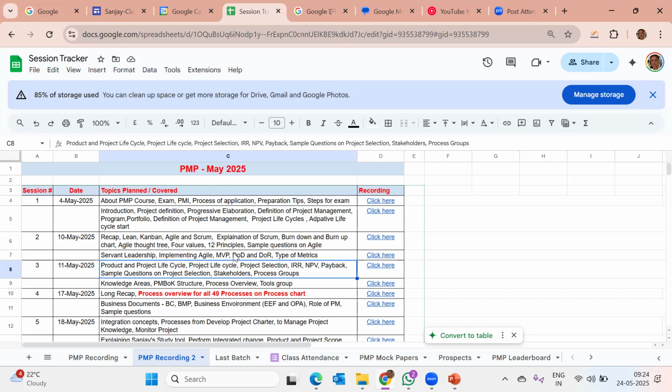10 knowledge areas starting with integration and ending with stakeholder, and the 5 process groups starting with initiation and finally closing. That we have seen. And 6 tools groups. Anyone wish to remember them? The 6 groups of the tools.